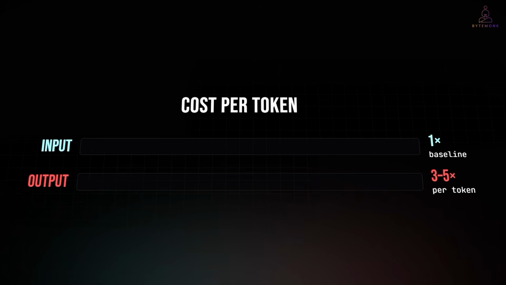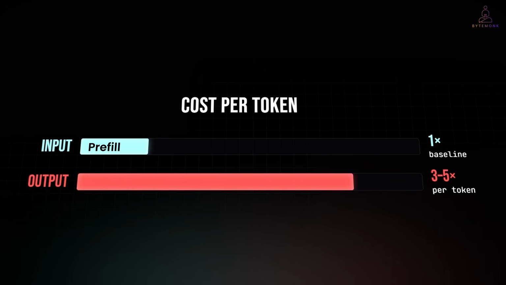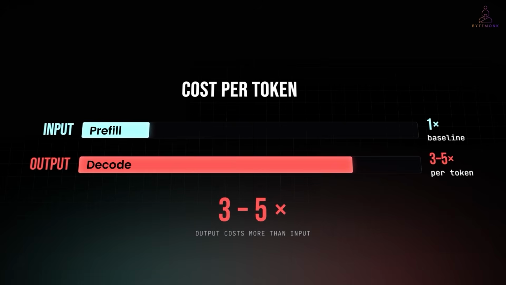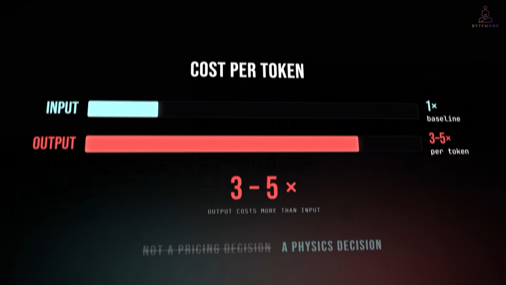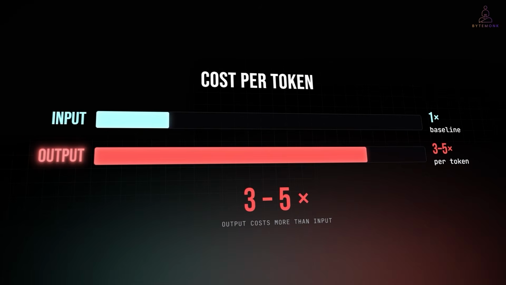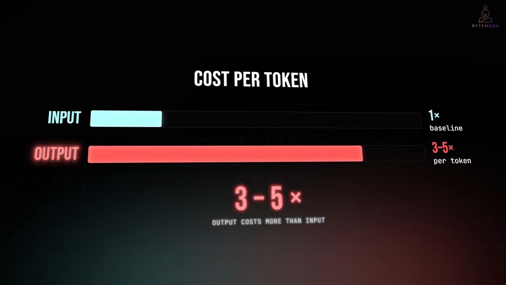So why am I making you sit through this? Because input and output tokens are handled very differently inside an LLM. Input tokens are processed in parallel in one shot during prefill. Output tokens are processed one at a time, sequentially, during decode. And that is why output tokens cost 3 to 5 times more than input tokens on most providers. It's not a pricing decision, it's a physics decision. Generating tokens is fundamentally slower and fundamentally more expensive than reading them.